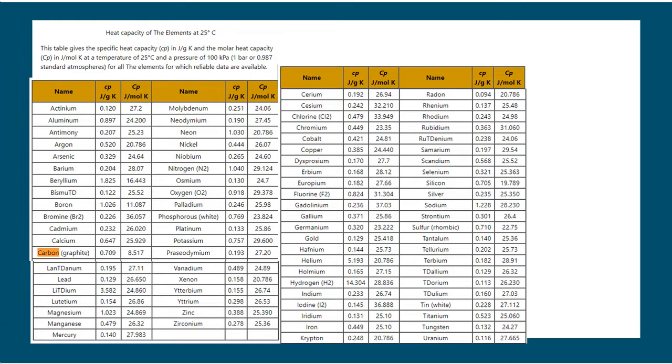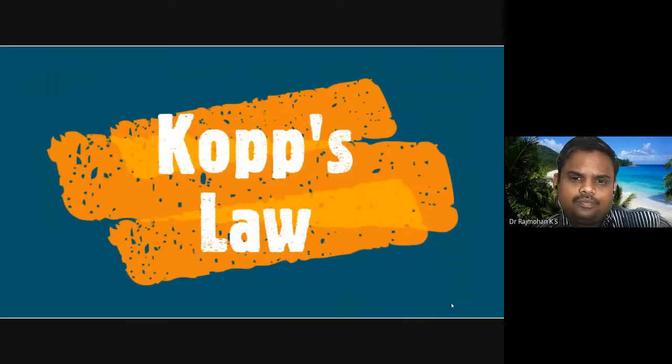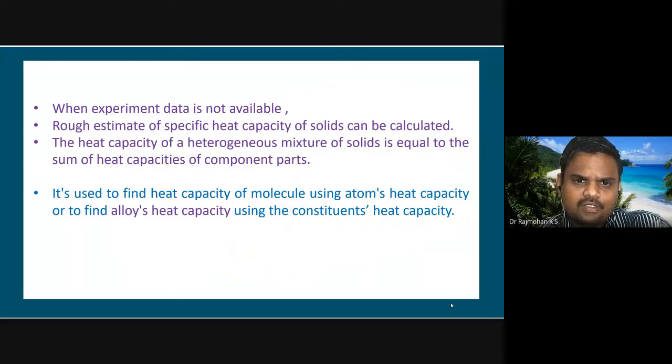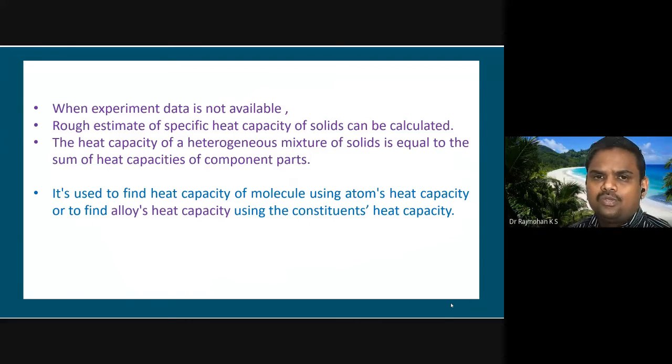Okay, if you have a mixture of solids, some of the heat capacities of the elements are given here. You can refer to it. The CP values are listed in the table. So we can use Kopp's law if we don't have the data. If we are not having the data of any solid substance, we can make use of Kopp's law. Kopp's law states that when experimental CP data is not available for solids, we can have a rough estimate of the specific heat capacity of solids by using this Kopp's law.